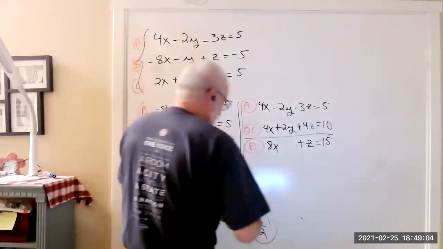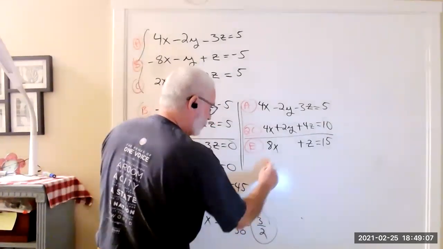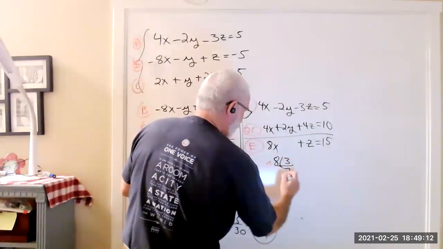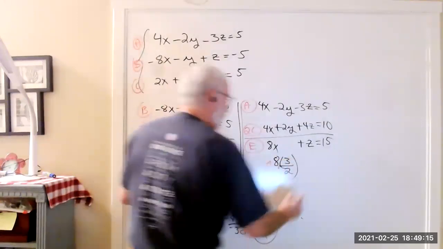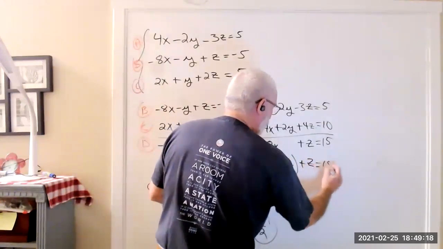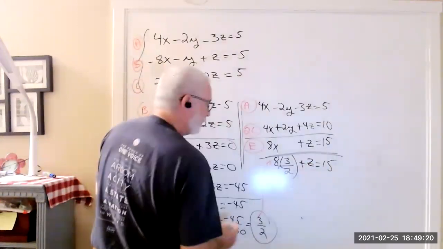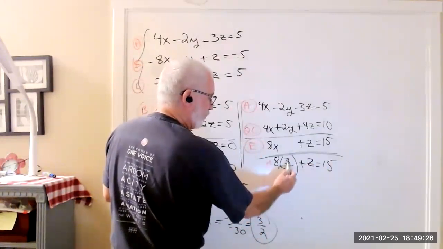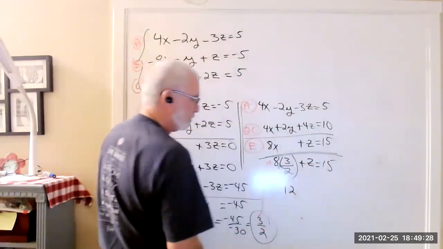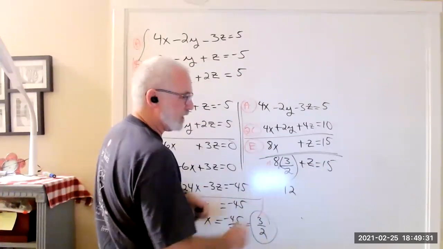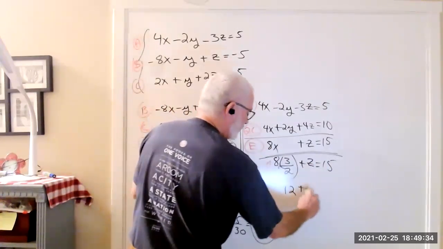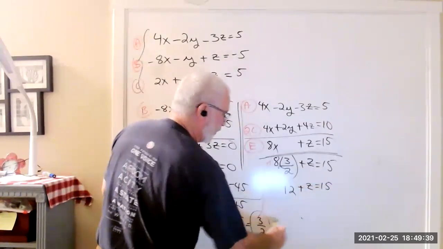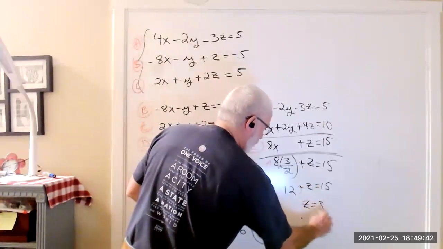So I'm going to plug it into E right here, and we're going to get 8 times 3 over 2 plus z equals 15. Again, use your calculator. 8 times 3 is 24, divided by 2 is 12. Or some of you know how to cross cancel. Cool, I don't care. 12 plus z equals 15. Take 12 away, so I get z is 3.